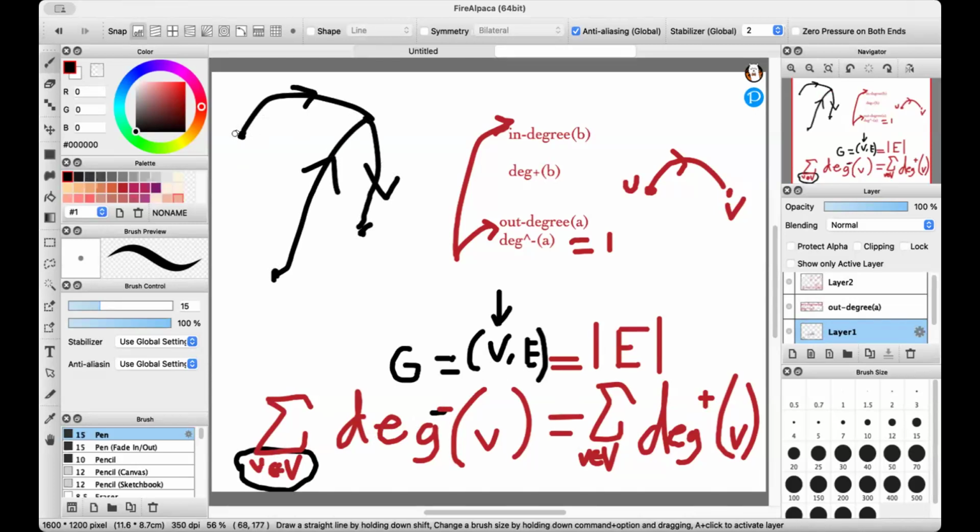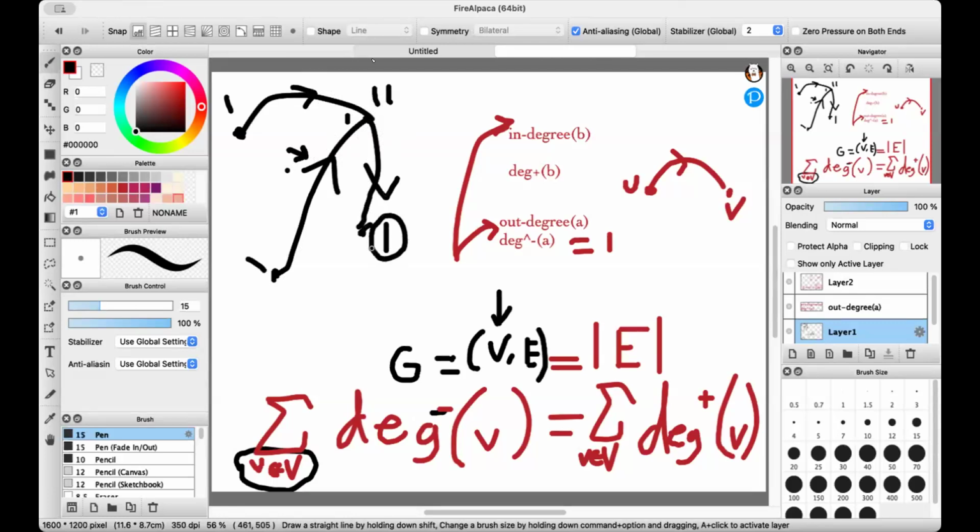So you can see that this edge contributes an out degree of 1 here, and it contributes an in degree here of 1. This edge here contributes an out degree of 1 here, and it contributes an in degree of 1 here. And this edge going downwards contributes an out degree of 1 here, and an in degree of 1 here.